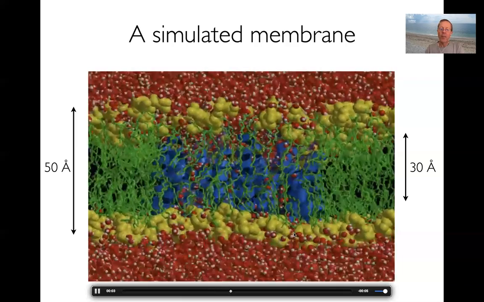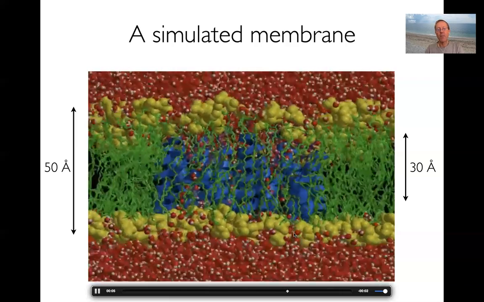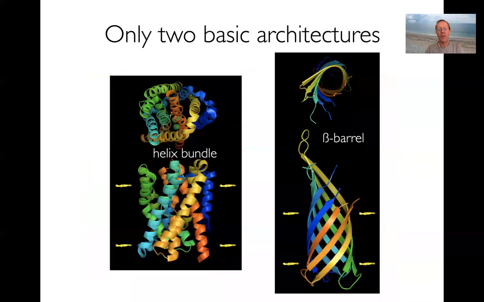Now, today we know the structure of quite many integral membrane proteins, and what we have learned from all these structures is that nature has really designed only two basic architectures for integral membrane proteins. And one is what's called the helix bundle architecture.